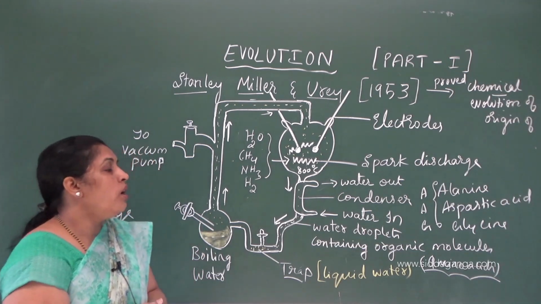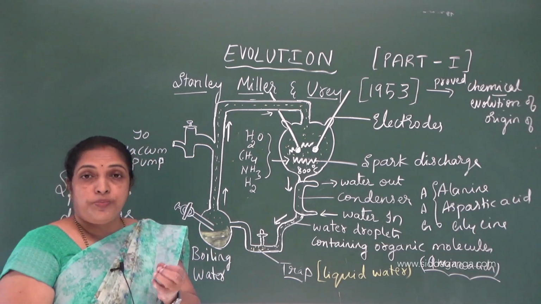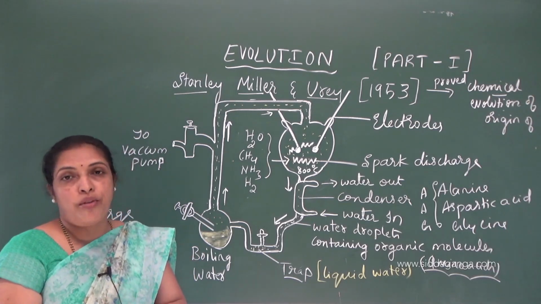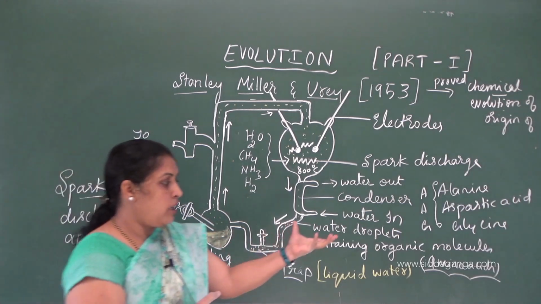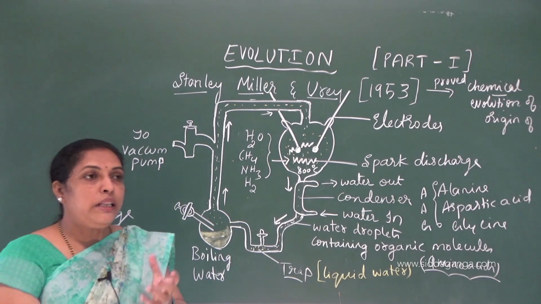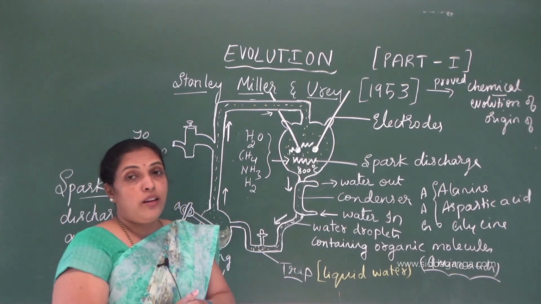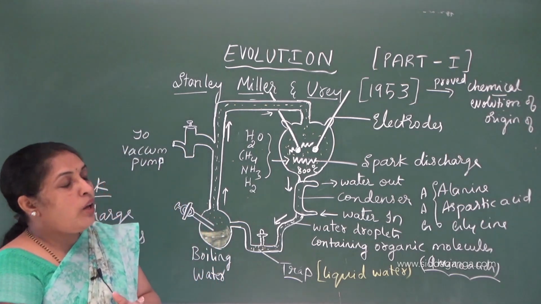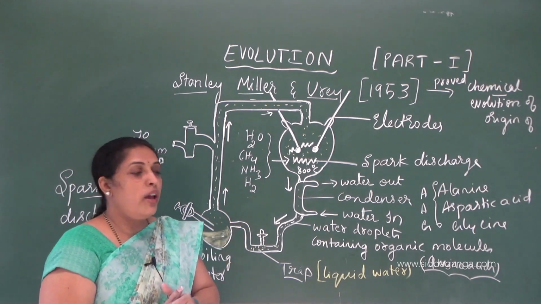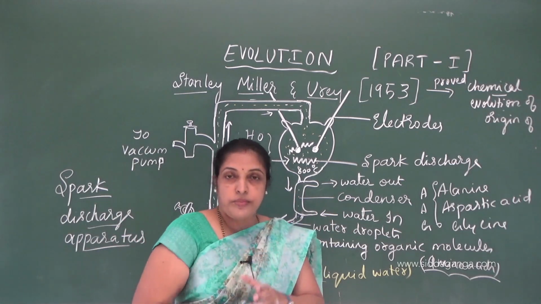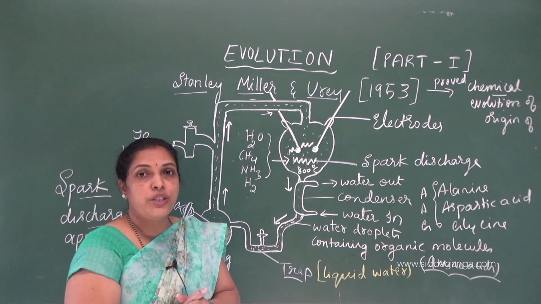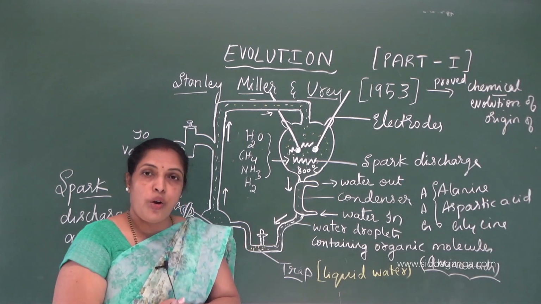Understood? So initially we see a non-cellular form of life originated, like proteins, carbohydrates, nucleic acids, nearly 3 billion years back. After that we know that these amino acids are bonded to each other to form proteins, and all these molecules give rise to unicellular organisms.